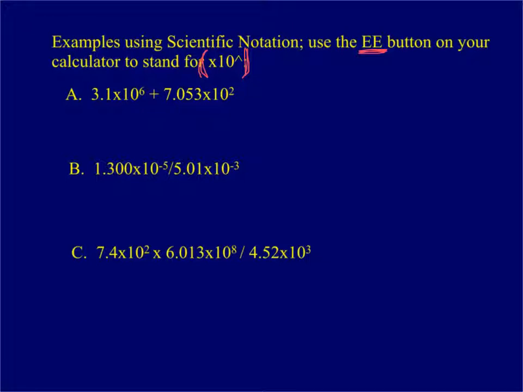So let me show you how you would enter letter A into your calculator. You would actually type in 3.1. You do not hit the times key. You would hit the second and then that EE button so that one E comes on the screen. And then all you have to do is hit the 6. You're not going to punch in a 10 or the caret button. Just 3.1 E6 plus 7.053 E2. So go ahead and try that, and let's make sure you get the correct answer.